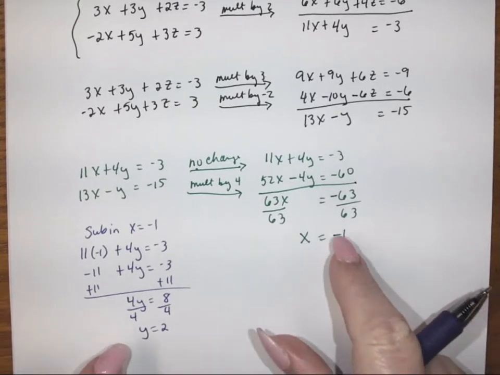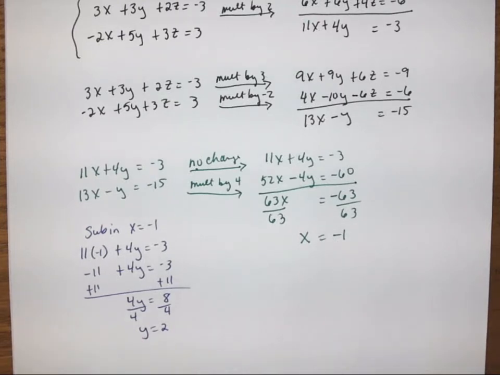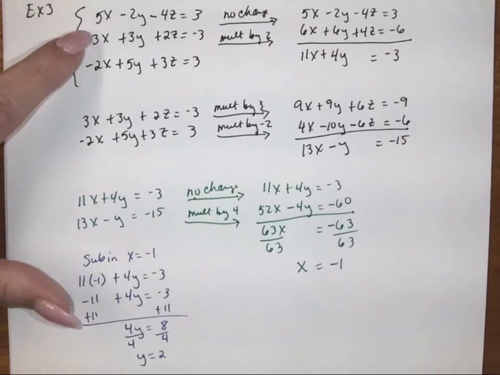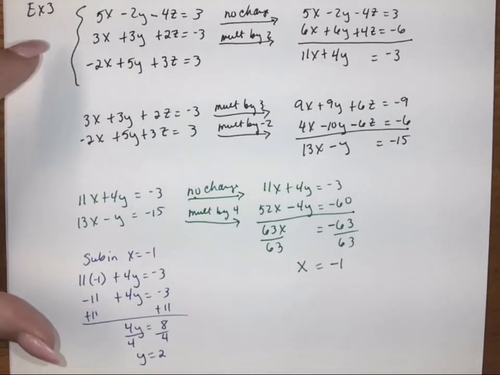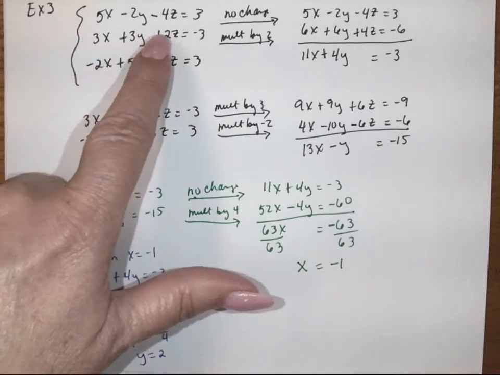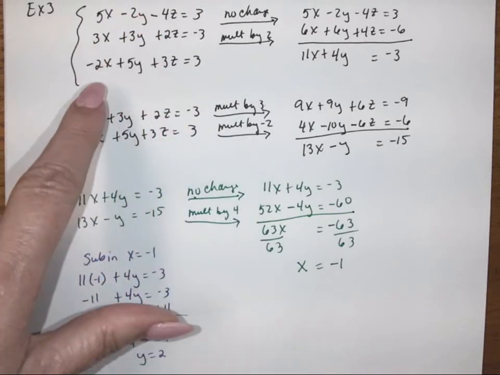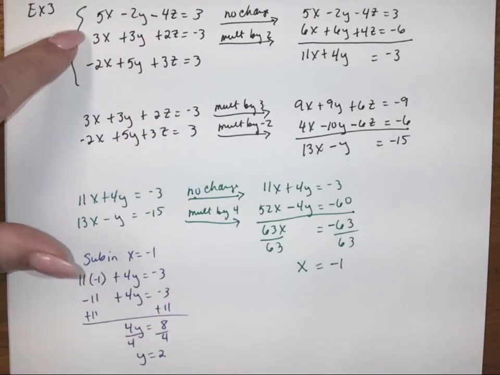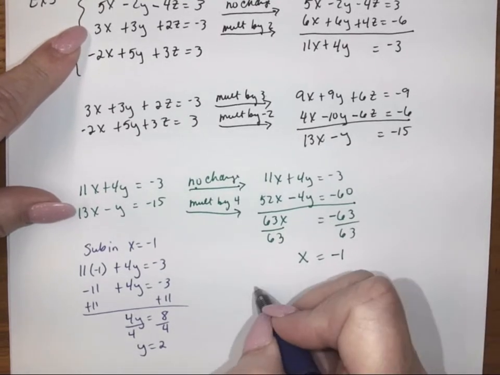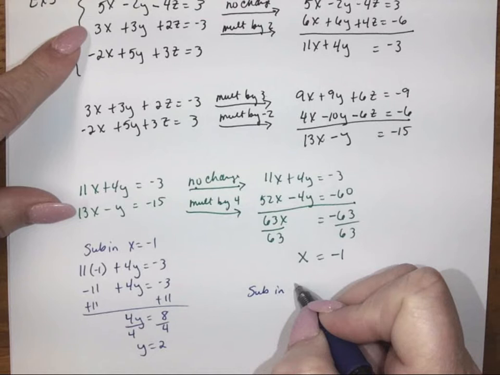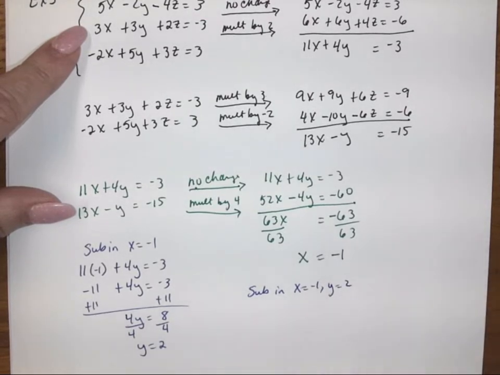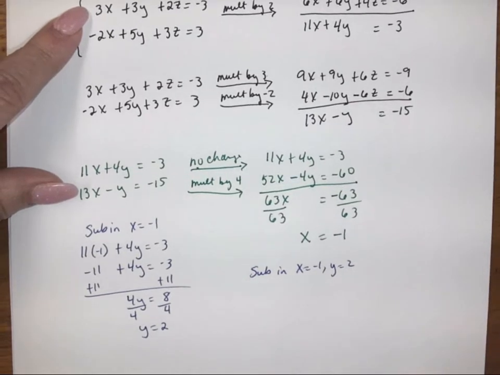So I now have my x and my y. I need my z. So to find z, I need to go back to my original system and choose any of the equations that are up here. It doesn't matter which one. I'm going to choose the middle one because my numbers are smaller than some of the other ones, and more of them are positive. So I'm going to choose the second equation, but you could choose any of them. So I'm going to sub in x equals negative 1, y equals 2, into any equation, but I'm going to do the second one.